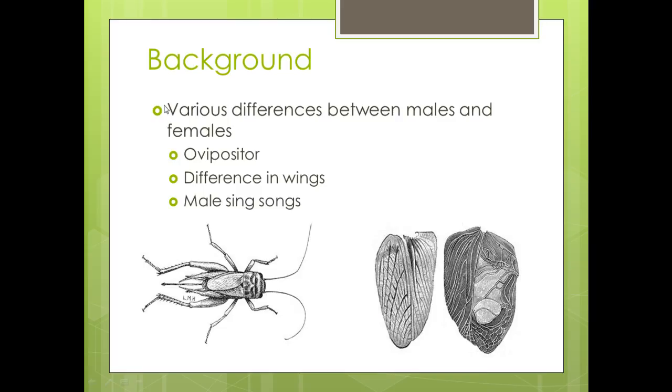Other background information is that there are various differences between male and female crickets. For example, the female has an ovipositor, which you can see in this figure here, which males don't have. The differences are also in wings. The male wings and the female wings have different patterns. And also, to attract females, males sing certain songs.